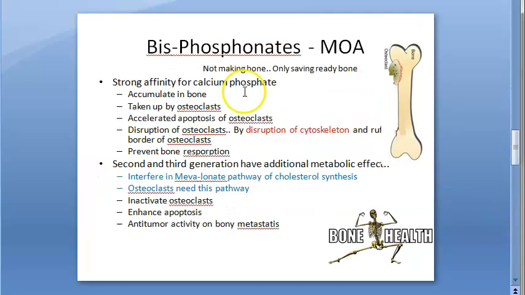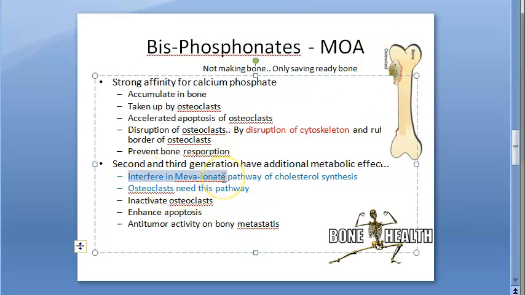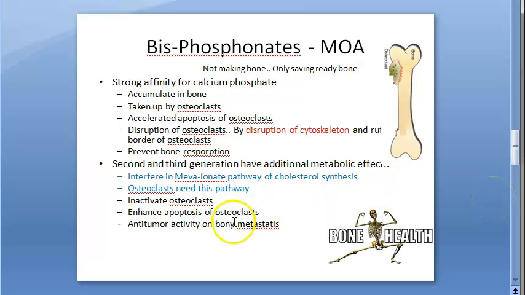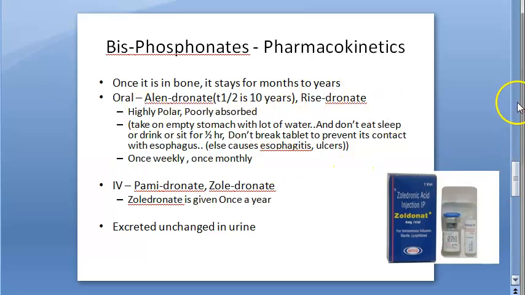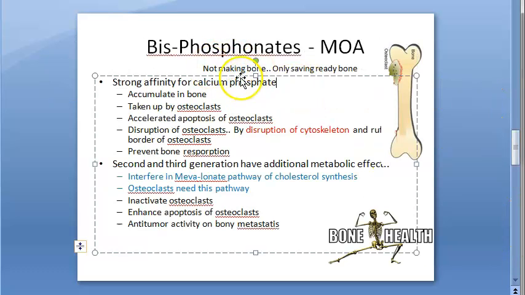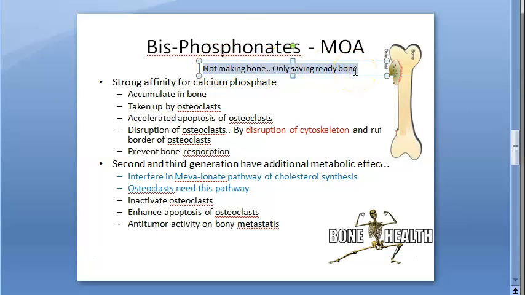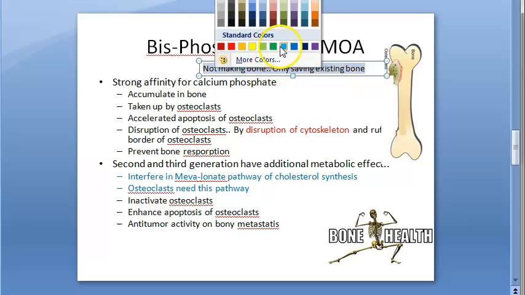Then the mechanism of action of bisphosphonates: they inhibit osteoclastic activity. Also, they interfere with the mevalonate pathway of cholesterol synthesis. The mevalonate pathway is important for the osteoclast, so the osteoclast gets inactivated. Hence, there will be apoptosis of these osteoclasts. So, fewer osteoclasts, bone is kept safe, right? Bone health is preserved. Remember, bisphosphonates don't help in making bone. They only help in protecting the existing bone, okay? This is very important. You can write this point.